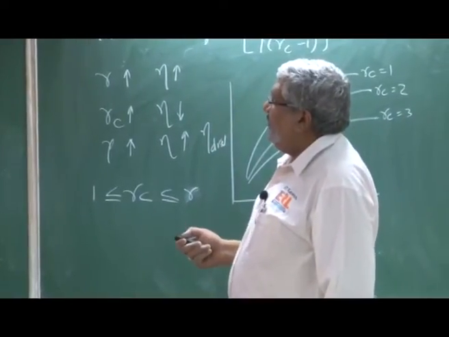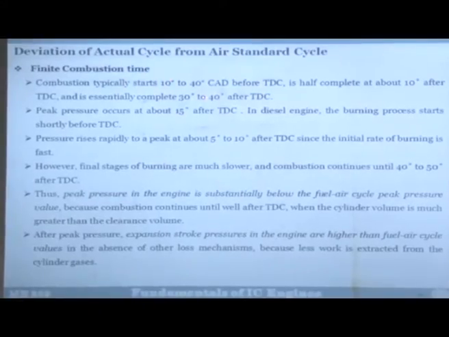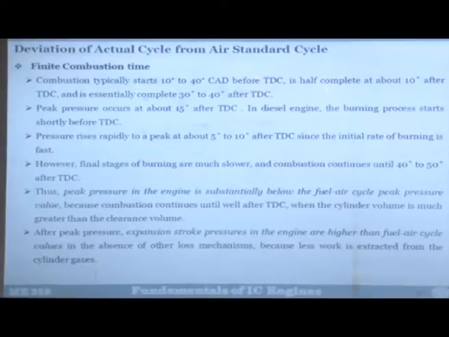Then in the air standard cycle, we assume that heat is instantaneously added, but in real life it takes time. Combustion typically starts 10 to 14 degrees before TDC, half of it is completed around 10 degrees after TDC, and it completes 30 to 40 degrees after TDC. So combustion duration in a real engine can be somewhere between 50, 60, 80, 90 degrees, depending on the load, how much fuel you have put in. But when we did the analysis of the air standard cycle, what did we assume? That it is instantaneous; we gave no time.